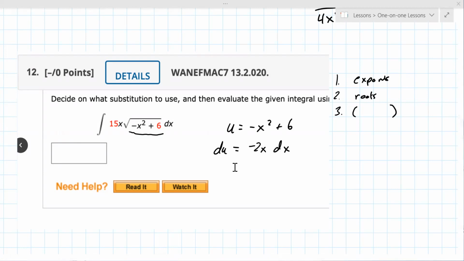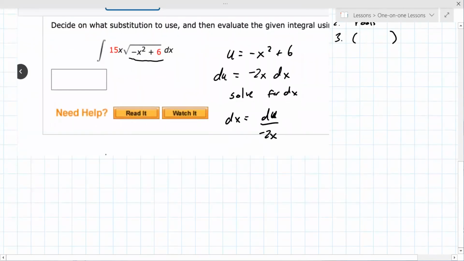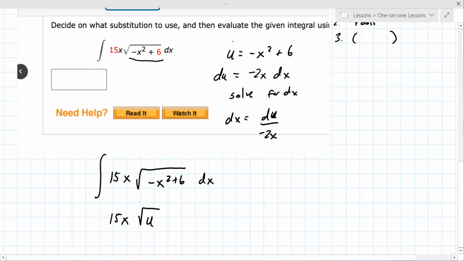And then the technique that I've mentioned a few times, which I think is good, is to solve for dx. So you're going to divide both sides by negative 2x. So dx equals du over negative 2x. Then you go back and rewrite the integral, substituting in for what you know. You're always going to substitute in for dx and for the thing you made the u for. You don't have any substitutions for 15x, but it's the square root of u. So it's du over minus 2x.